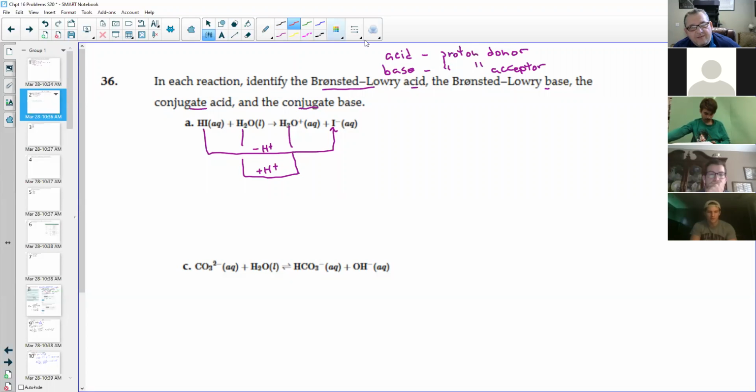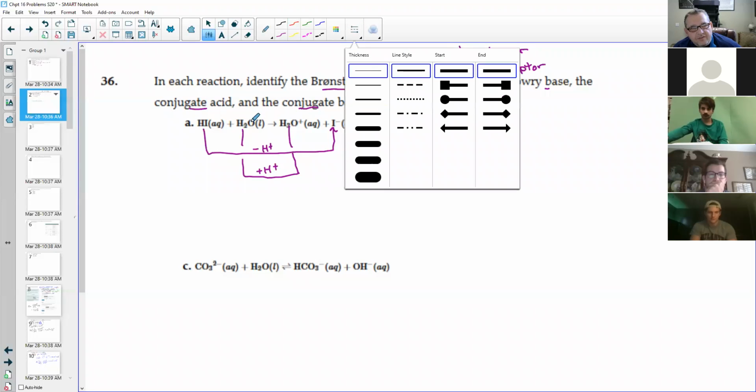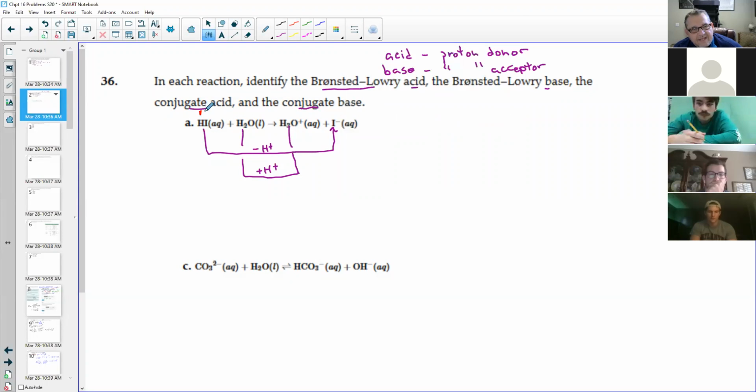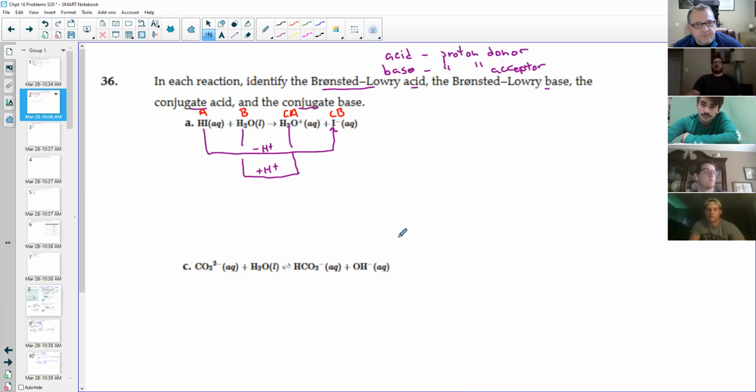Based on that, we can make our simple definitions. So this is the acid, and what it forms is the conjugate base. And this was the proton acceptor, so it's the base, and what it forms is the conjugate acid. So that's the conjugate acid-base pair system that we have for Bronsted-Lowry. Anybody have a question on that one? All right. Okay, let's look at the next one.